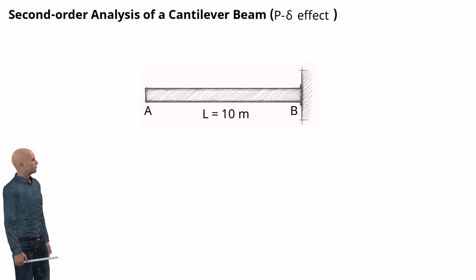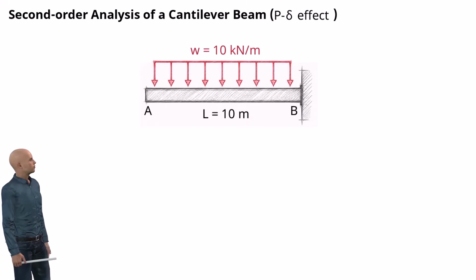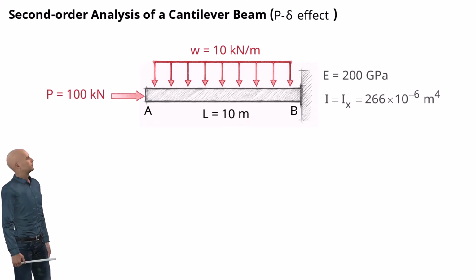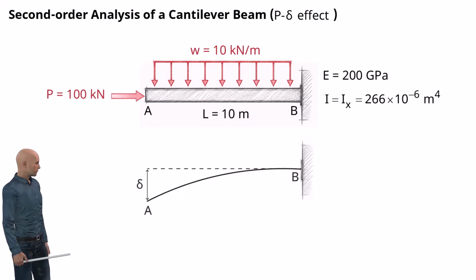Consider a cantilever beam, fixed at the right end and free at the left end. The beam carries a uniformly distributed load. It also carries an axial compressive force applied at the free end. The distributed load causes the beam to bend downward. As point A moves down, the geometry of the beam changes. The axial force is no longer acting through the original horizontal line between A and B. It is now acting through the displaced position of point A.